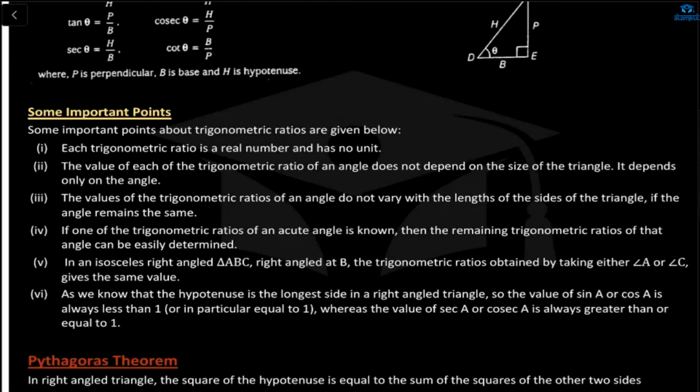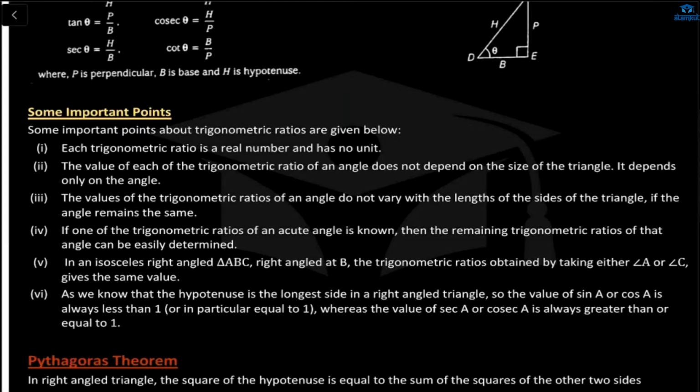The value of each trigonometric ratio of an angle does not depend on the size of the triangle. That only I told you, it depends on the angle. It does not depend on the value of your sides. It depends only on the angle. The value of a trigonometric ratio of an angle does not vary with the length of the side of the triangle if the angle remains the same.